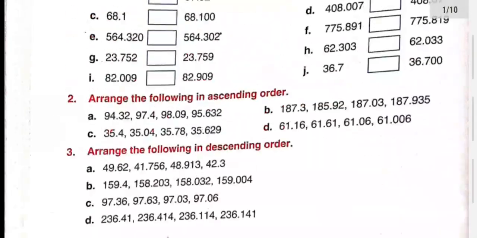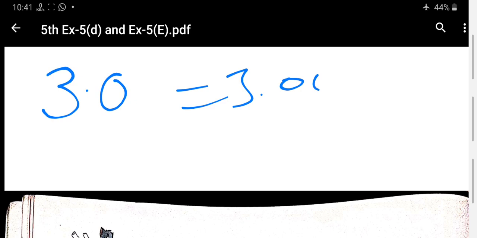Okay. Now before starting this exercise I want to remind you about the equivalent fraction. What are the equivalent fractions? Equivalent fractions are those which have the same value, like 3.0, or you can write 3.00, or you can write 3.000. It means you can increase many zeros, they are the same.